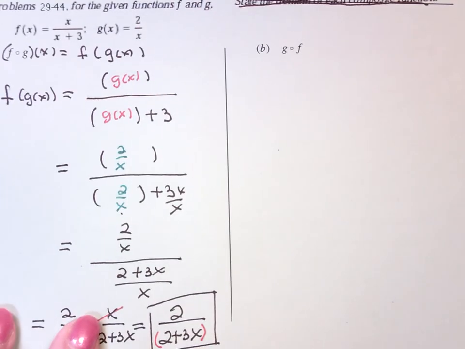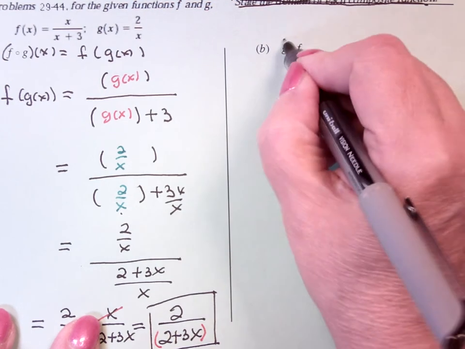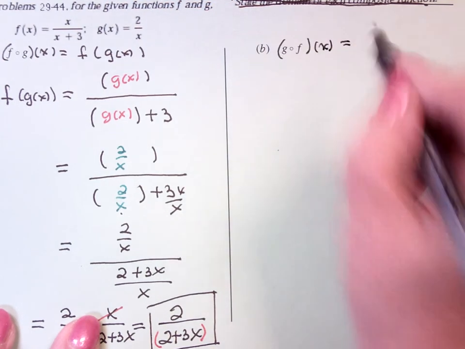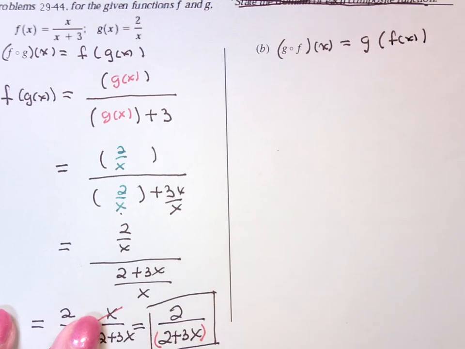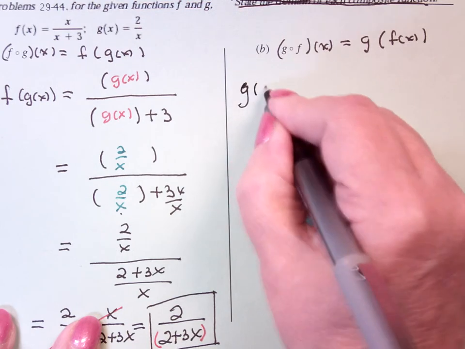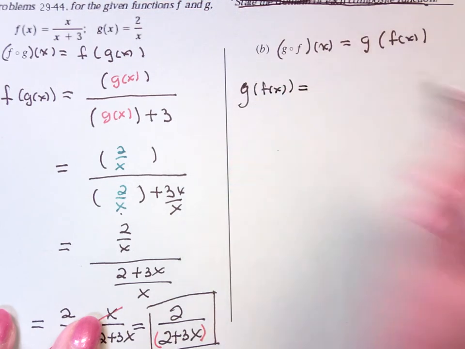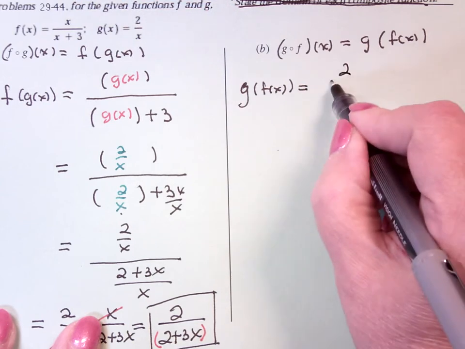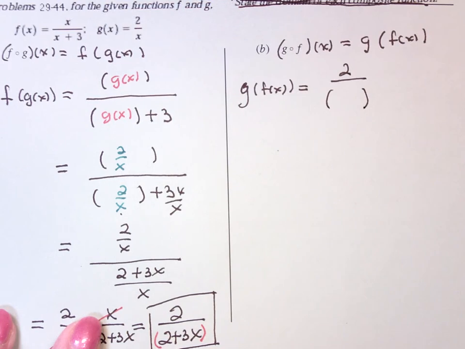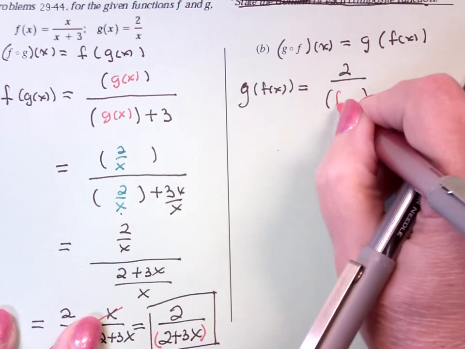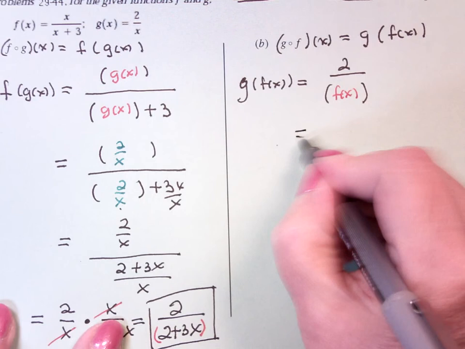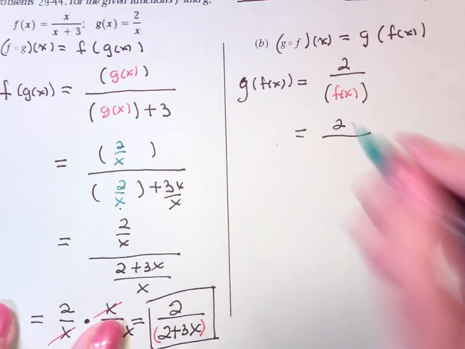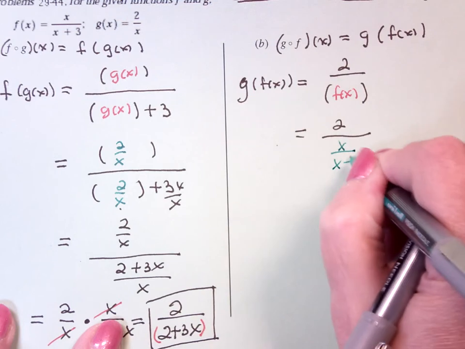Now if I want to go the other direction, which is g of f, this says in the function g, you're going to stuff the function f of x. So if I'm looking at g of f of x, that says in g, which is 2 over x, I'm going to put the function f of x, because that's what you do. Which is 2 over f of x, and f of x is x over x plus 3.